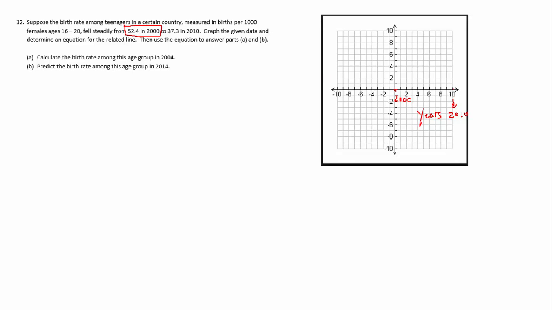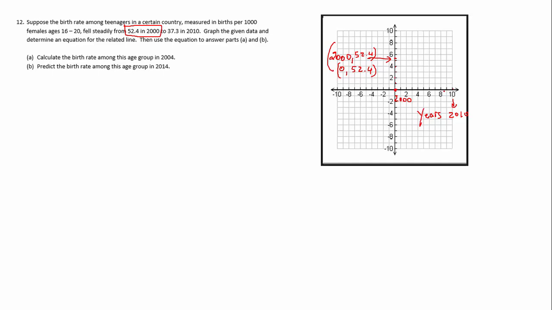2000 is 0, our starting point here, and 52.4. Let's assume this is 10, 20, 30, 40, 50. So 52.4 is here. So this point will have coordinates 2000, comma, 52.4, or you can just call it 0, 52.4. Either way should be fine because you want to estimate what is 2000. 2000 is the starting point at 0 here.